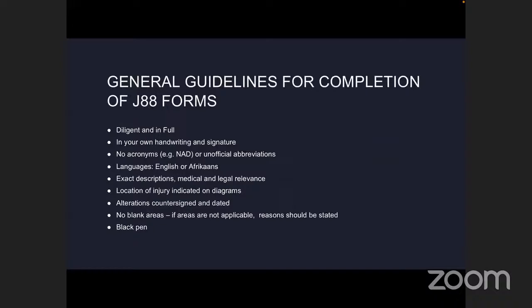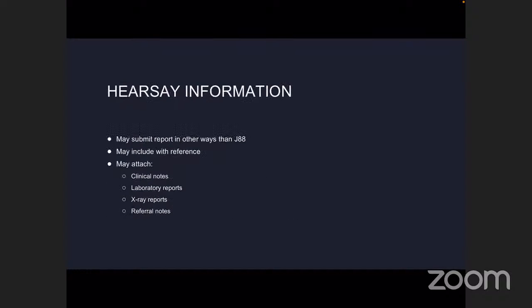Locations of the injury should be indicated on the diagrams that are provided at the back of the J88 form. Any alterations that you make should be countersigned by you and dated. There should be no blank areas in the J88 form. If there are areas that are not applicable, they should be struck through, and you should state the reason why that section is not applicable. And all legal documents are filled out with a black pen.